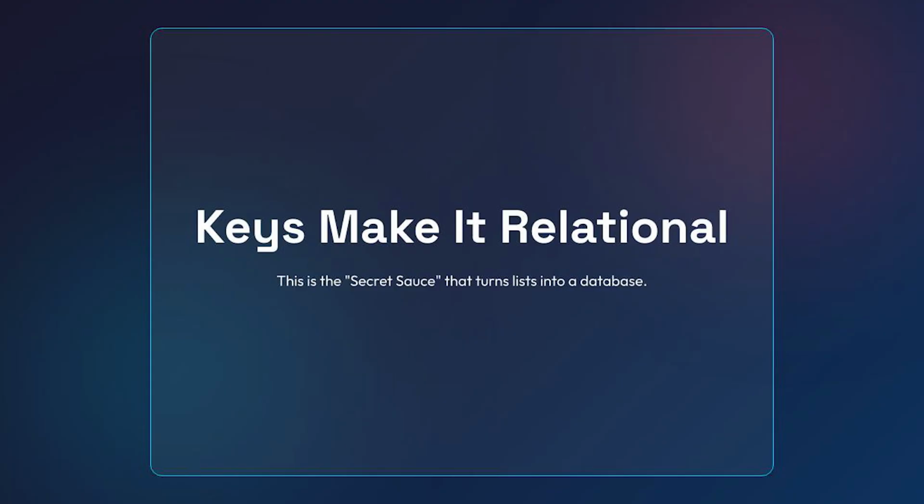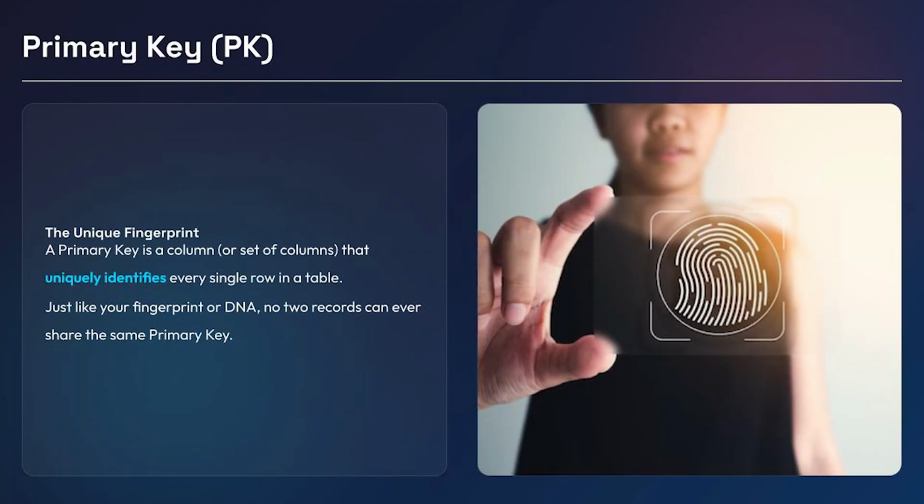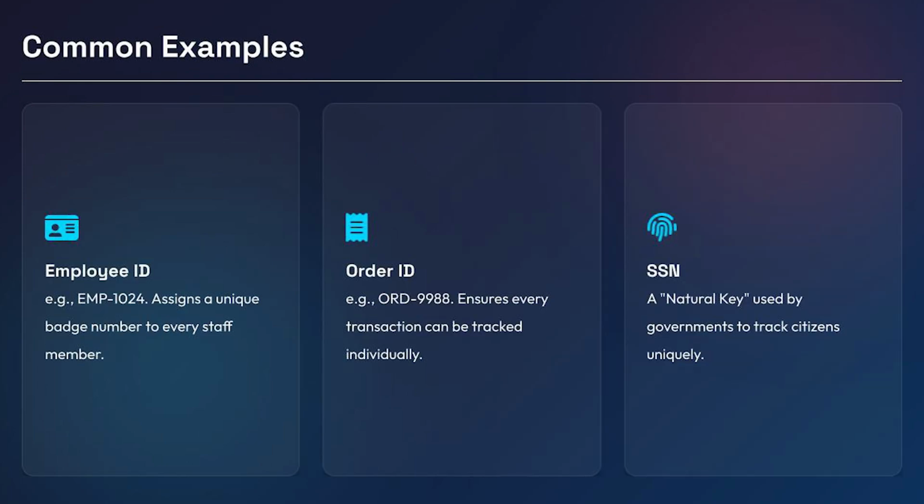So let's start with the primary key. This is going to be the unique fingerprint within every single table that you have. So a primary key is a column or set of columns that uniquely identifies each record in a table. Every row must have a unique value in this column. No duplicates, no blanks. In an employees table, that's employee ID. In an orders table, that's order ID, for example.